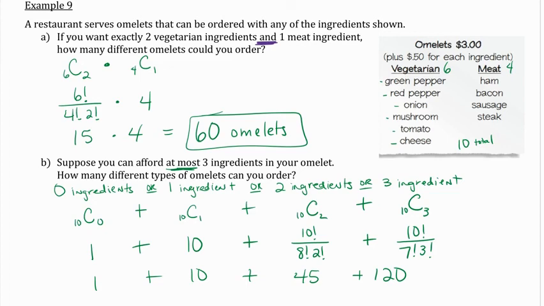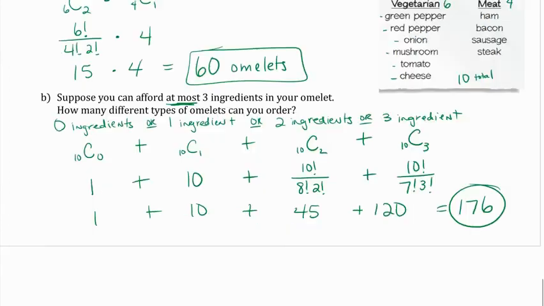So then if we add those all up, we get, let me use my calculator just to make sure I do it right here. We get 176, right? There are 176 different omelets we could make if we wanted to pick at the most 3 ingredients. So that means I could pick 3 or 2 or 1 or 0. All our different options, okay? Those are a little bit more complicated. You just got to think about them, okay?